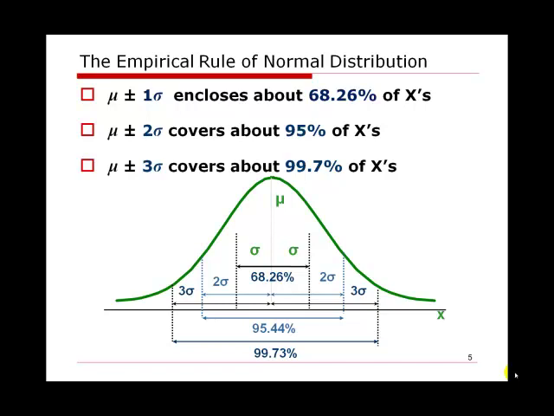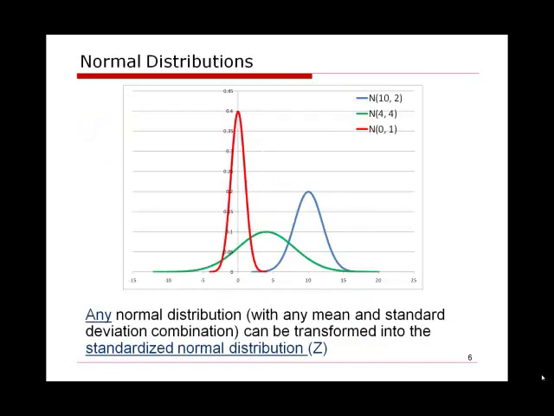So basically that tells us that all normal distributions have some similarity. If we use the mean and the standard deviation to do the measurement, these two are the same. The normal distribution can be any shape, but any normal distribution with any mean and standard deviation combination can be transformed into the standardized normal distribution.